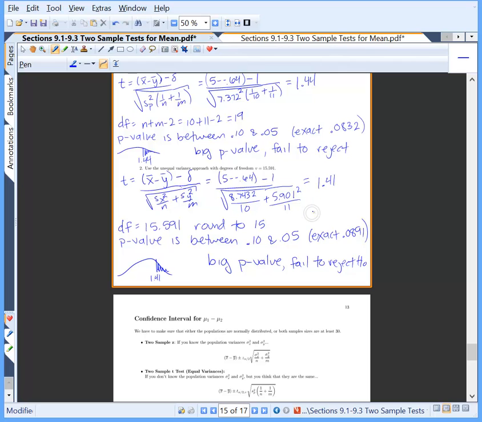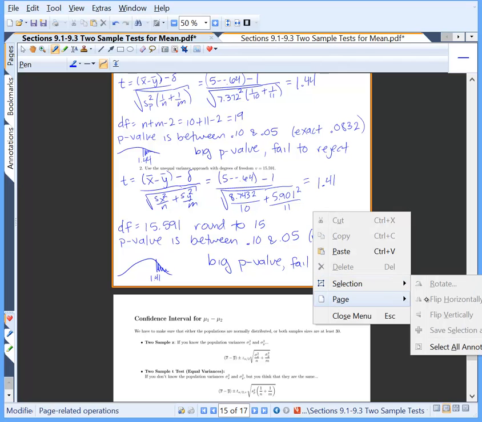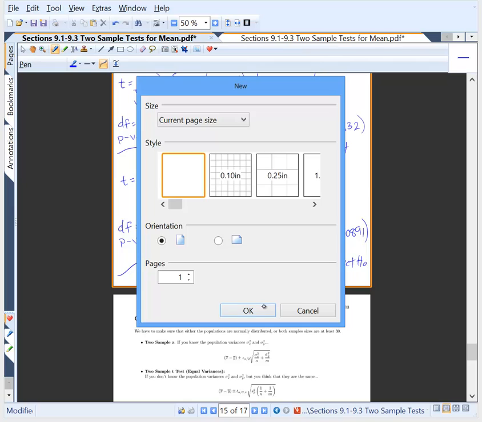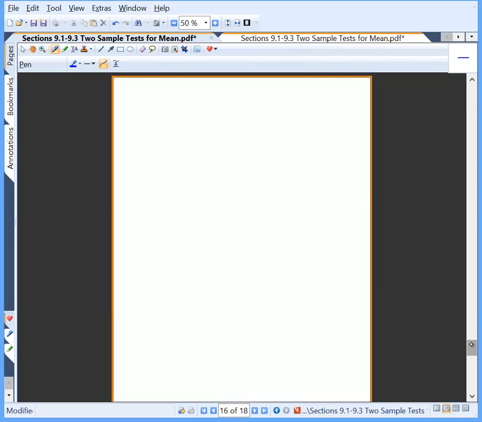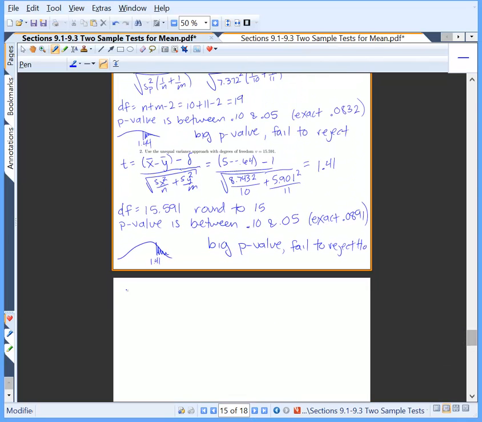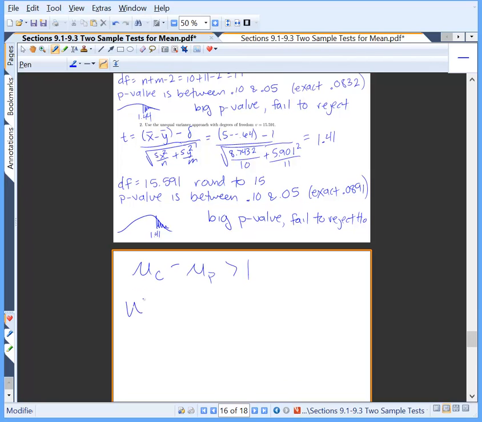Now that we've done all that, let's write our conclusion for our boss. So what we showed is, because we rejected the null, we went for the alternative, which is mu calcium minus mu placebo is greater than 1. So what this means that I could tell my boss is that we found, actually wait, we didn't reject it, did we?